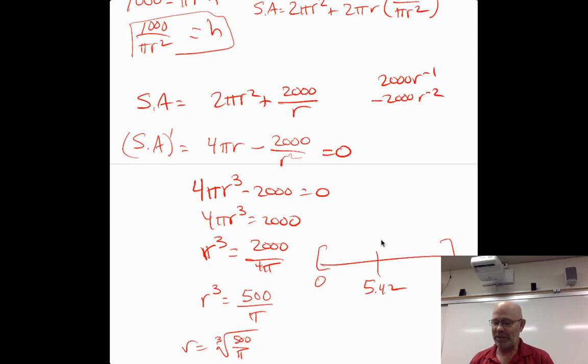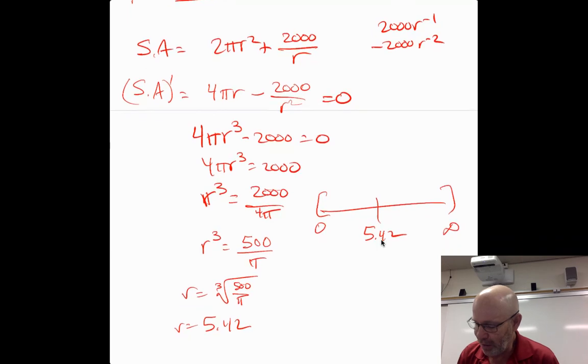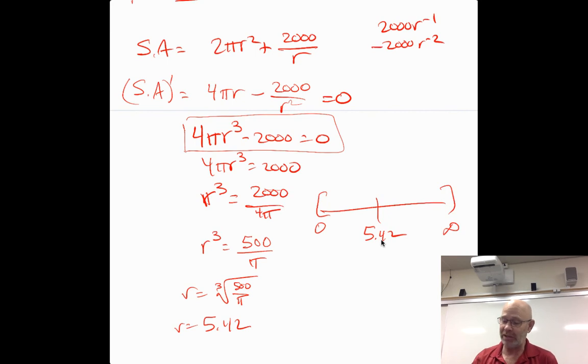So you can just do the plus minus thing, and you'll see, and I'll show you something here, watch. So if I put in a number like 1 into the derivative, here's the derivative. 4 pi minus 2,000 is going to be negative. I put something like 6 in. Just stay close to it. You don't have to worry about the other endpoint. And you're going to get a positive number because that 6 cubed times 4 pi is going to be bigger than 2,000. So this is a minimum at r equals 5.42.